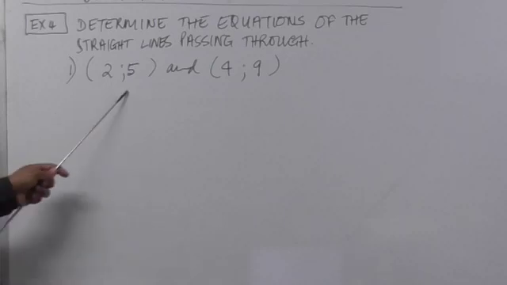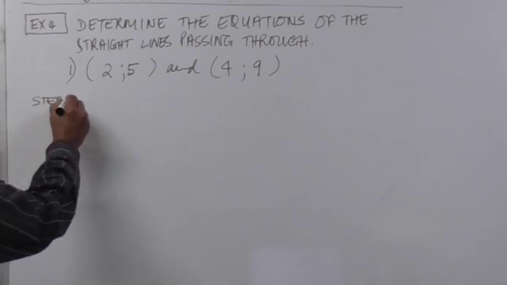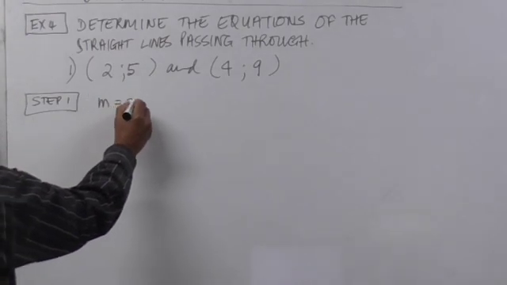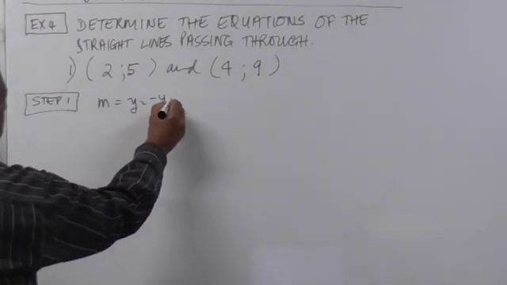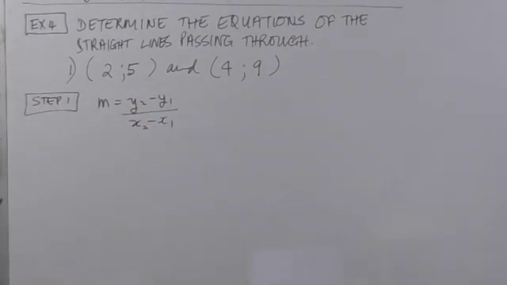Right, welcome back. So you're going to find number 1. Step 1 is find m. So m is equal to y2 minus y1 over x2 minus x1.